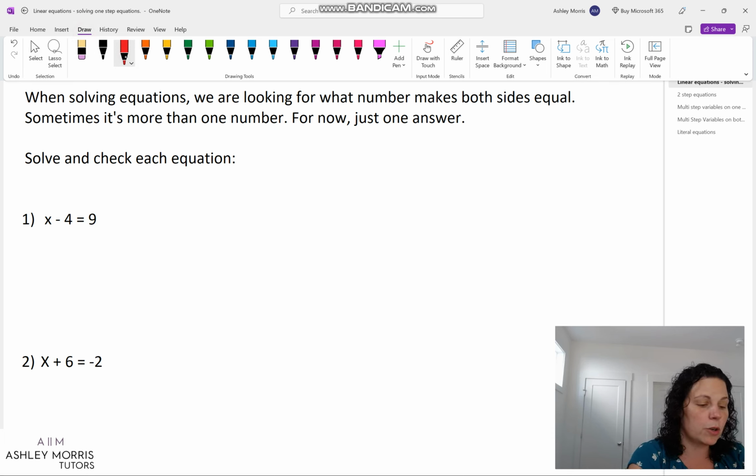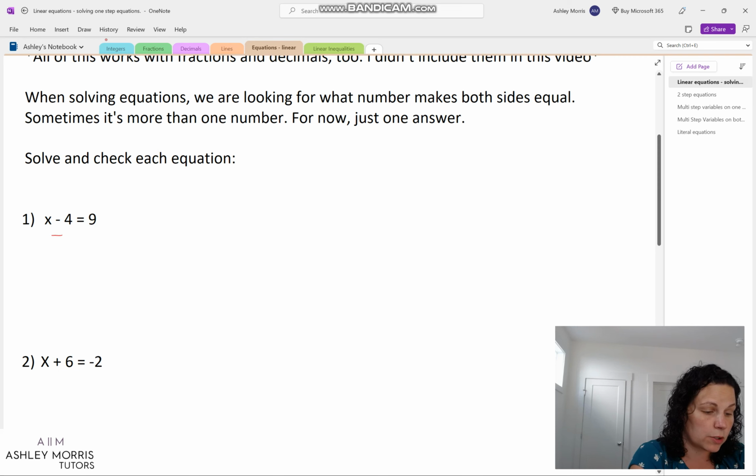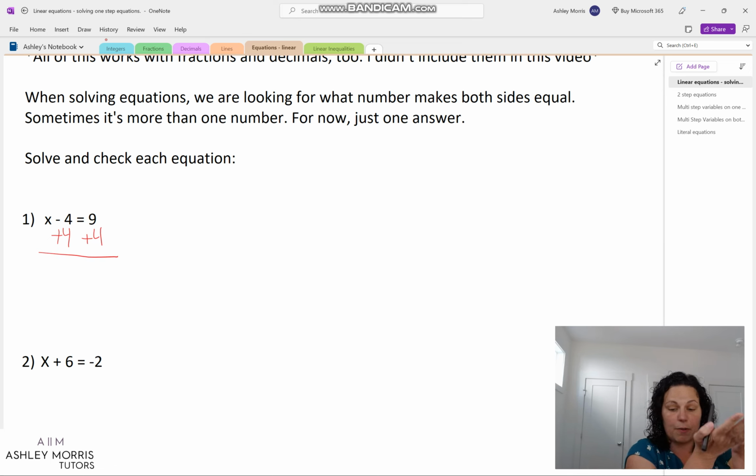So to undo -4, we are going to add 4. And if you do it to one side, you've got to do it to the other to keep it balanced. If you ever use a scale, if I add 4 to this side, it gets heavier. So I'm going to add 4 to this side to make it the same. So -4 plus 4, that's 0. So I just have x on that side, plus 0, but we don't need to write that, equals 13.